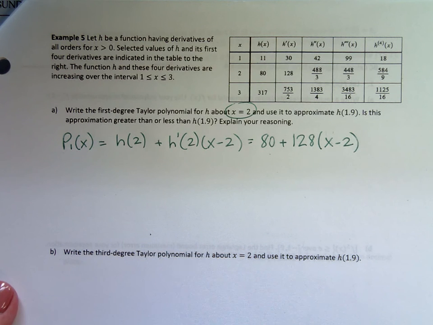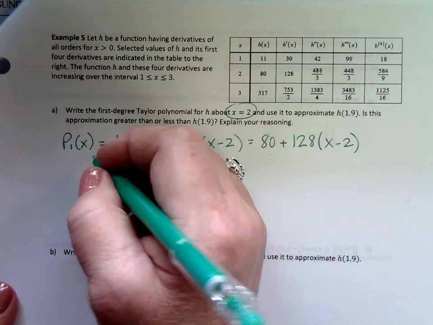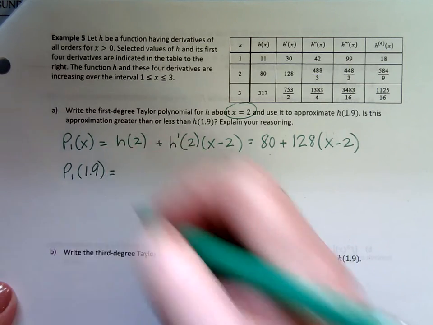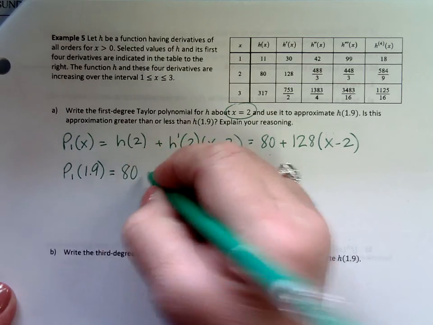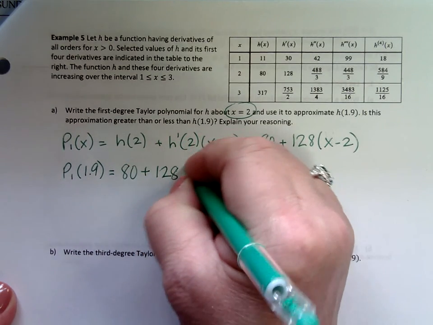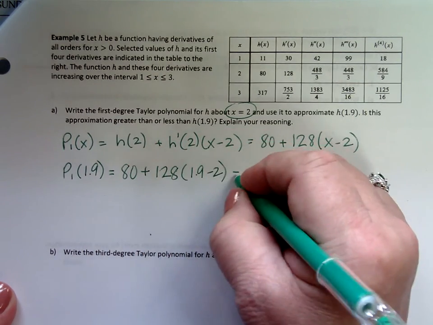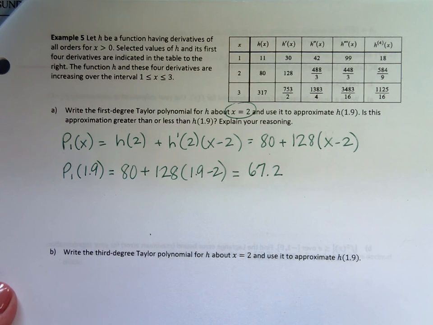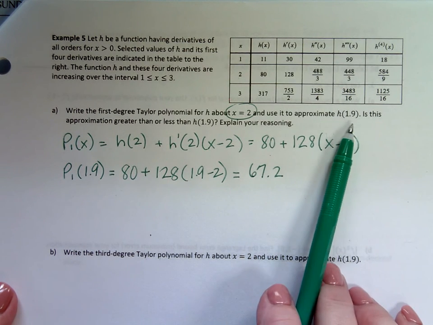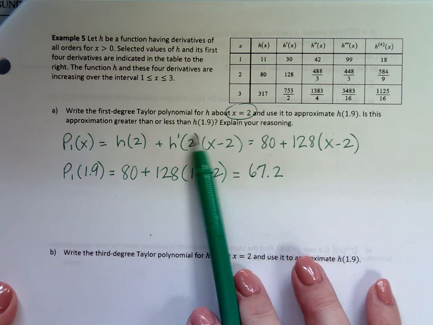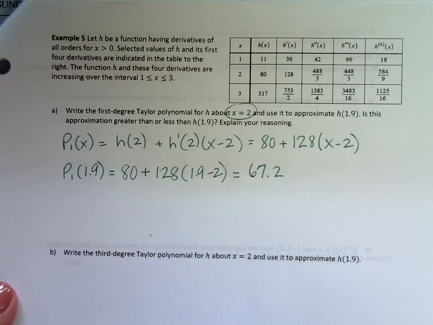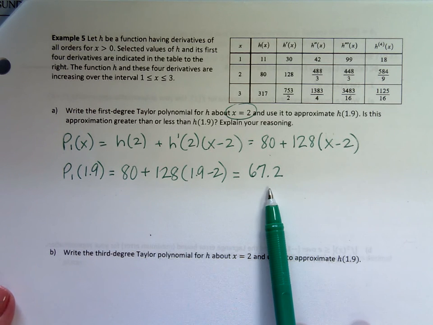Then they want us to approximate it at 1.9. So plug a 1.9 in for your x: 80 plus 128 times 1.9 minus 2, and that gives you a value of 67.2. Then it says, and this is the part that's kind of an AB thing, is the approximation greater than or less than the actual value of h of 1.9? Well, we have no idea what h of 1.9 is. We estimated it to be about 67.2, but the question is asking, is it an overestimate or underestimate?